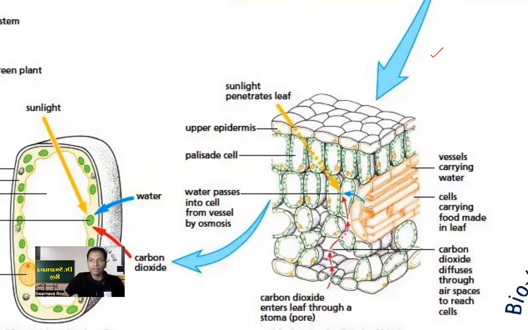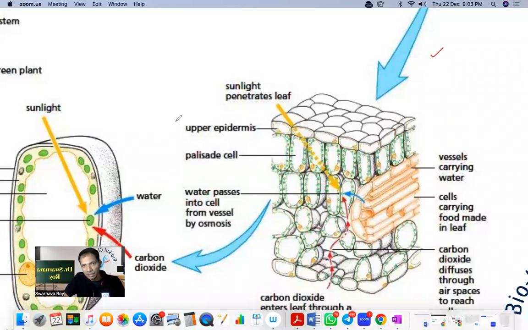What do we have here? We have the upper epidermis. These are the cells of the epidermis. And as we know, the upper epidermis protects the leaf from different kinds of microbes. And also sometimes there is a cutin layer or cuticle layer on top of this upper epidermis, which protects the leaf from any kind of evaporation also.